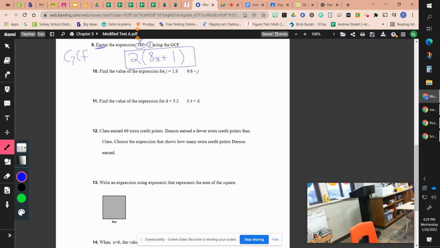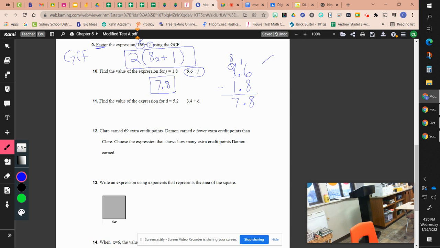Okay, the next two questions are decimal questions, okay? So if I have j equals 1.8 and I need to take 9.6 minus j, I'm going to line up my decimals, right? When you add or subtract decimals, you line them up and then do your adding or subtracting. 9.6 take away 1.8 should be 7.8. I hope I got that right.